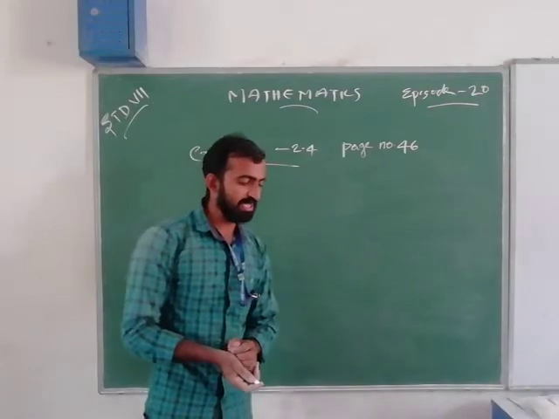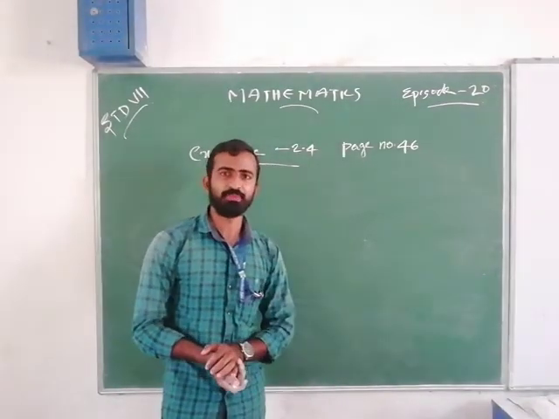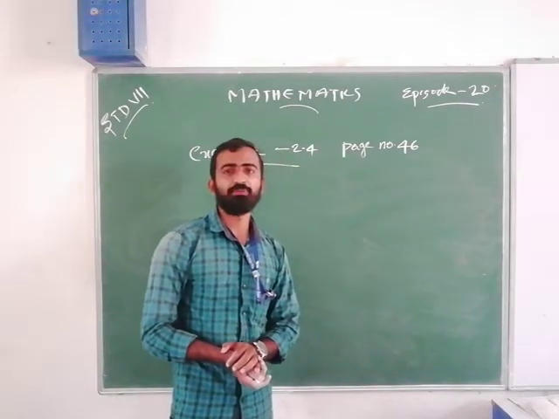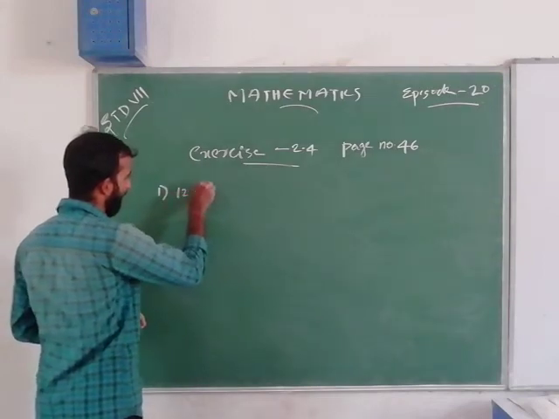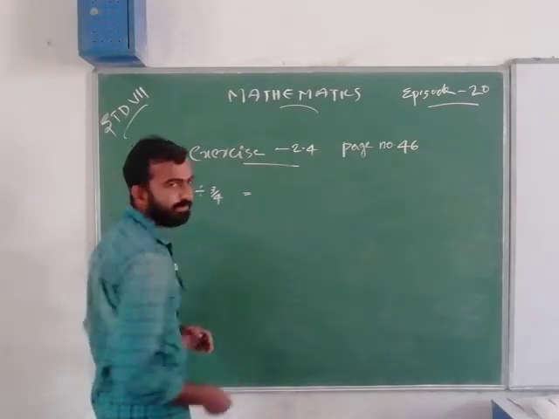Page number is 46. What is our first question? First question is, 12 divided by 3 by 4. What is the answer?